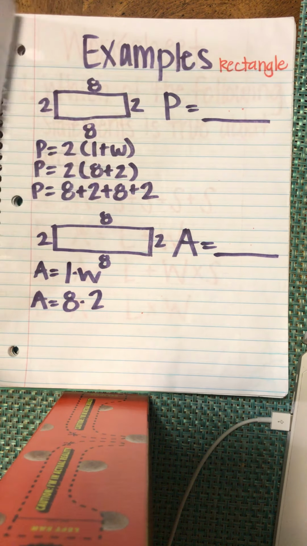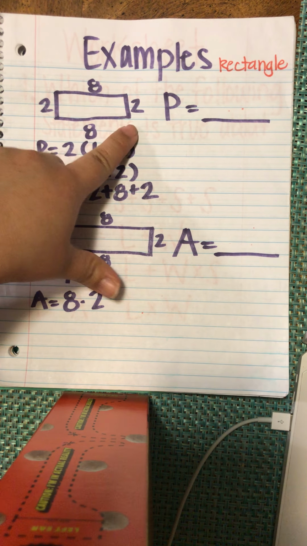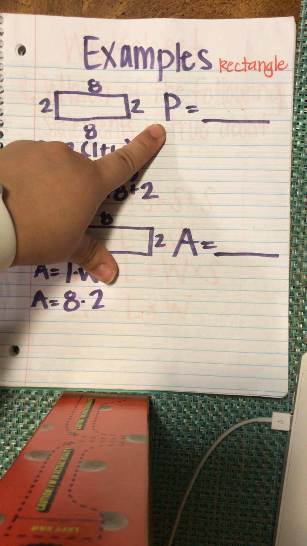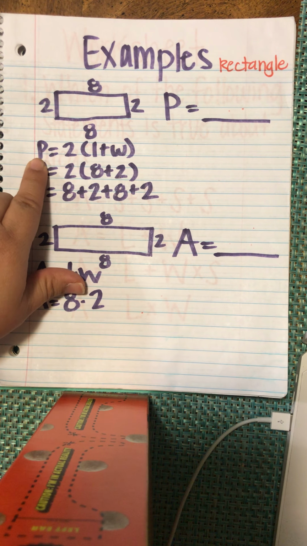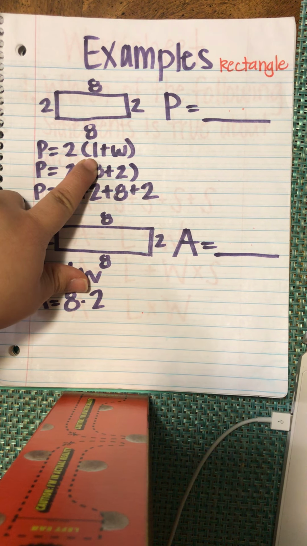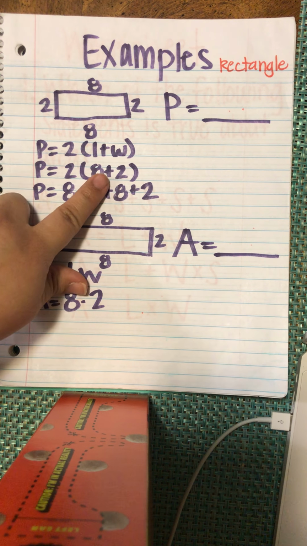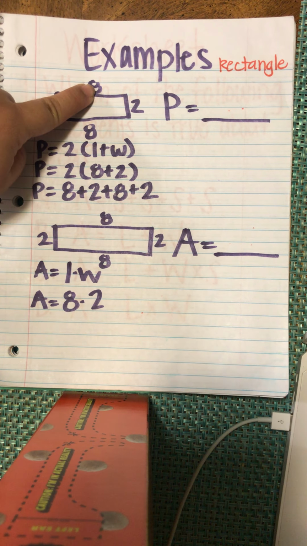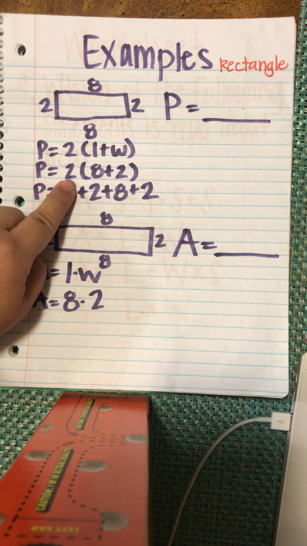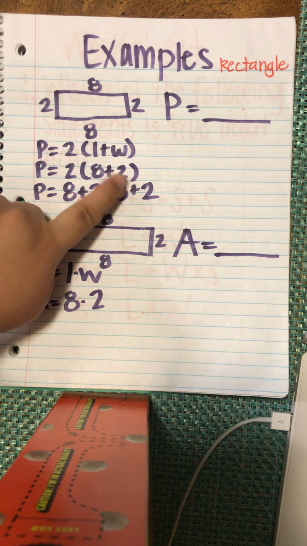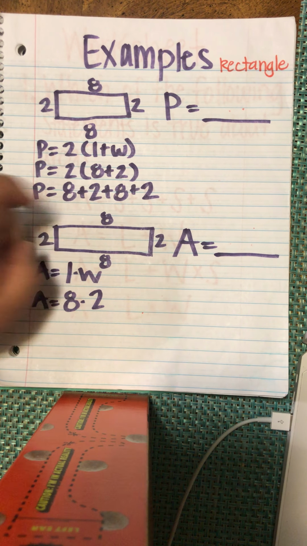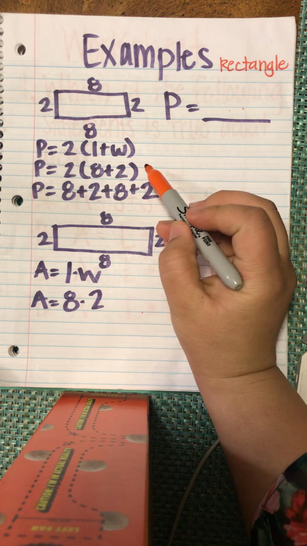So those were examples of the squares. Now let's go to examples of rectangles. Here our rectangle's length is 8 and its width is 2. So we are going to look for the perimeter as a P, that's what it stands for. And here's our formula. P equals 2 times length plus width. So what we do first is we replace our letters with numbers. So here we're replacing our L with 8 and our W with 2. P equals 2 times 8 plus 2. And then again, we will add 8 plus 2 and get 10. Multiply it by 2, and what do we get? 20.